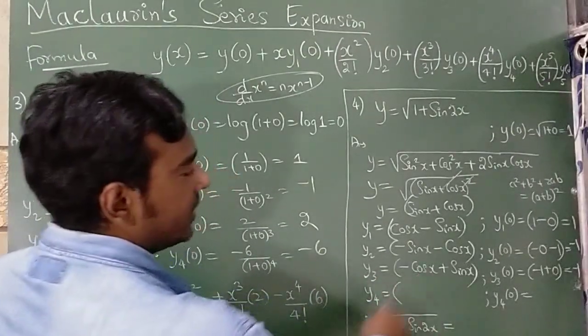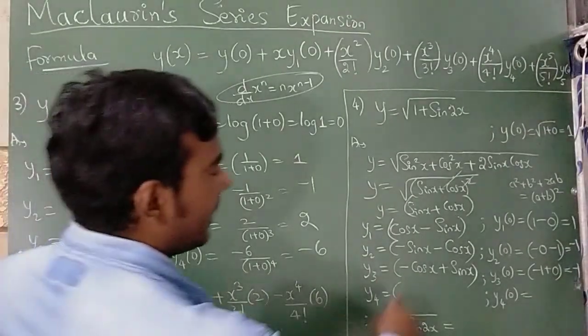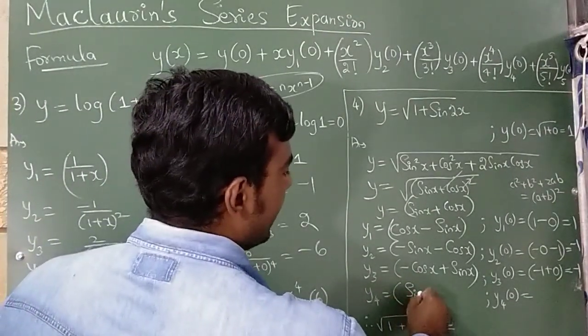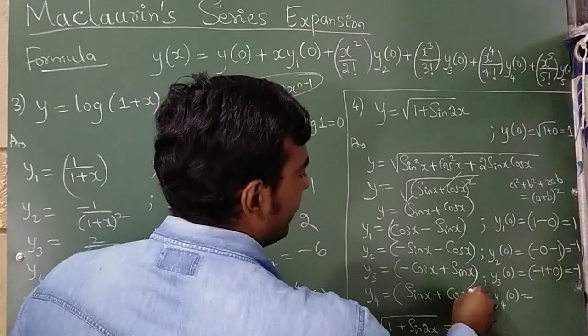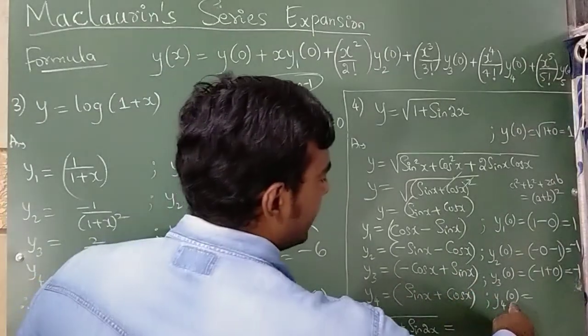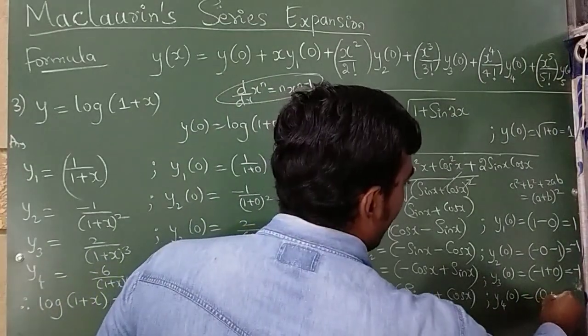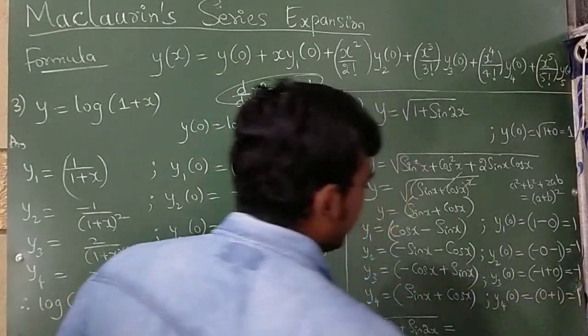Now differentiation of cos is minus sine. That minus and this minus will become plus. So I must write only sin x, plus differentiation of sine is cos. Now in place of x substitute 0. Sin 0 is 0. Cos 0 is 1. So the final answer is 1.